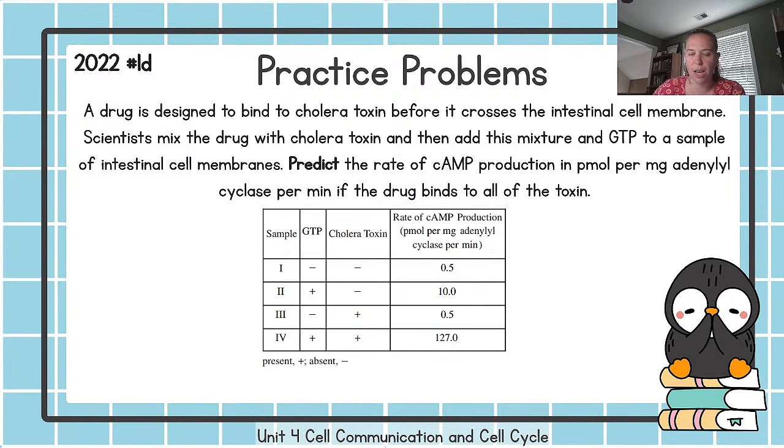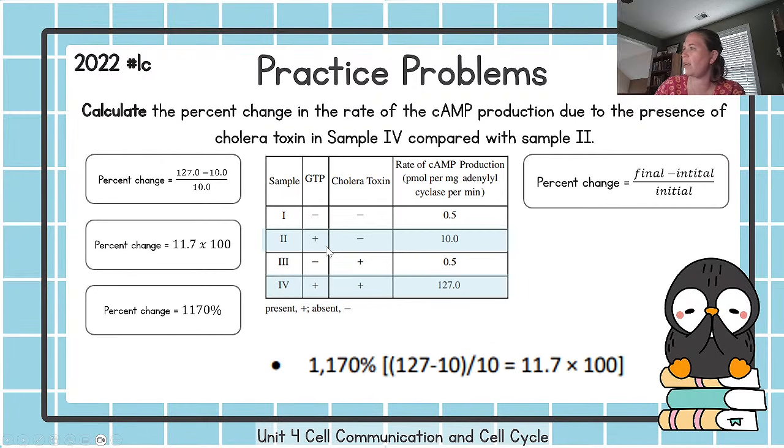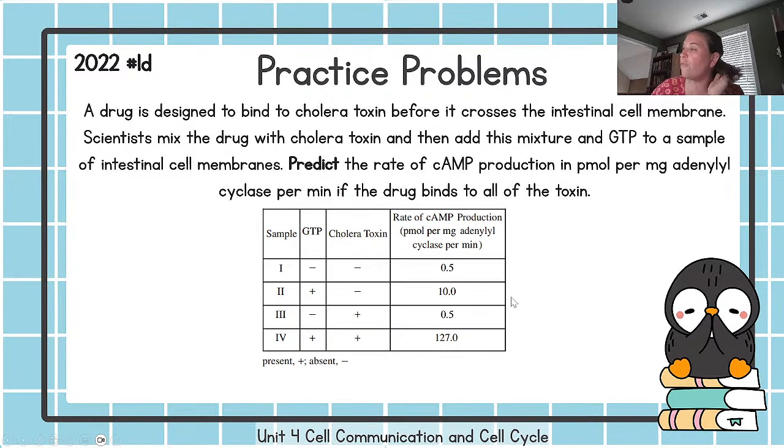Could you divide by 10 and then multiply by 100? No, because this is 117. So you can't take 117 divided by 10. Anyway, can you find where we've got GTP and we do not have cholera? Well, that's sample 2. Sample 2 is where we have GTP present and I don't have cholera because the drug bound to the cholera, which means my answer is 10.